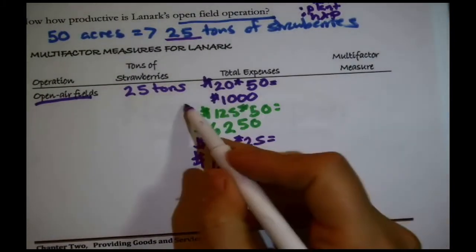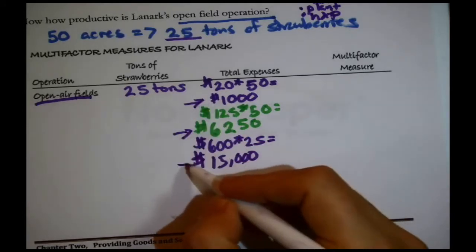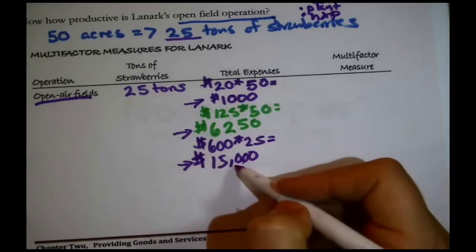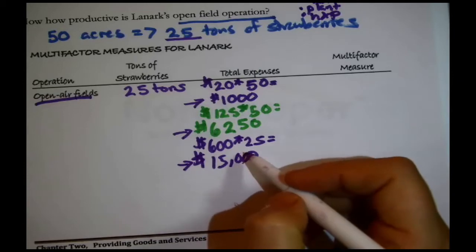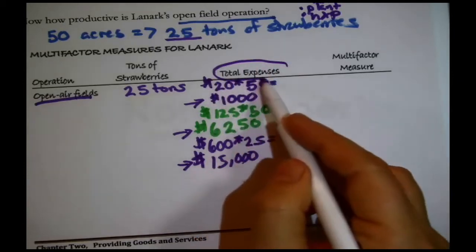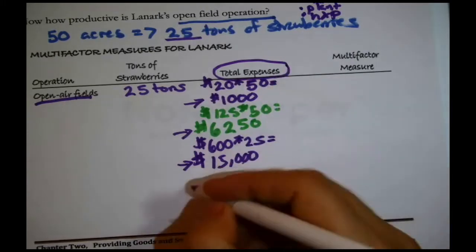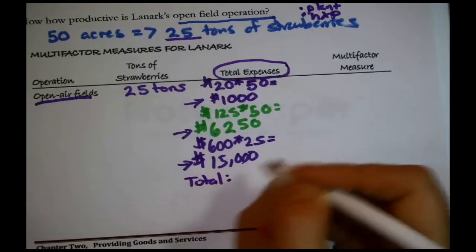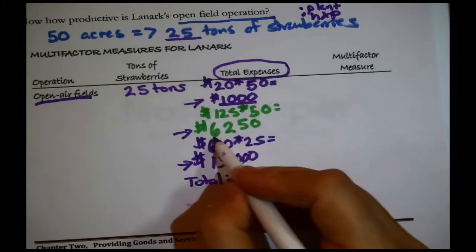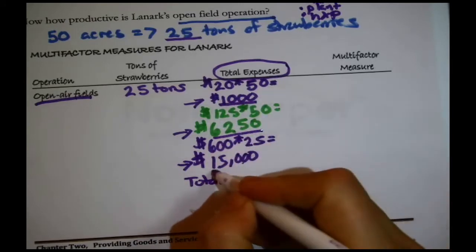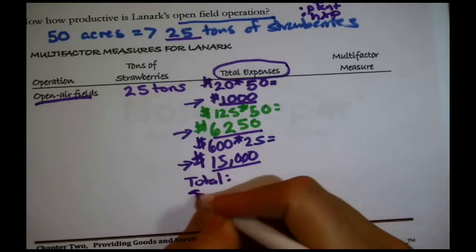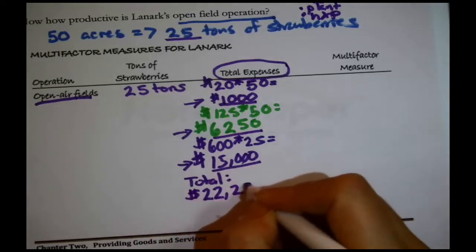Okay, now at this point, I have the 3 relevant expenses. What do I do now? Oh, wait a minute. What was it I was actually doing scratch work for here? Total expenses. I would want to add up 1,000 plus 6,250 plus 15,000. I get 22,250. Now what have I done? I have just calculated the total annual expense of their open air field operation. Okay, is that the answer?